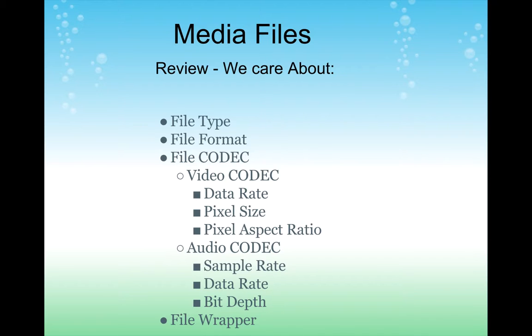So for media files, as we said, we care about the file's type and its format, and that format will include the codec for video and the codec for audio. Once we talk about the codec for video, you'll want to know how much data it takes per second to play this file back. Its data rate. You'll want to know pixel sizes, pixel aspect ratios. Not all pixels are square for digital media.